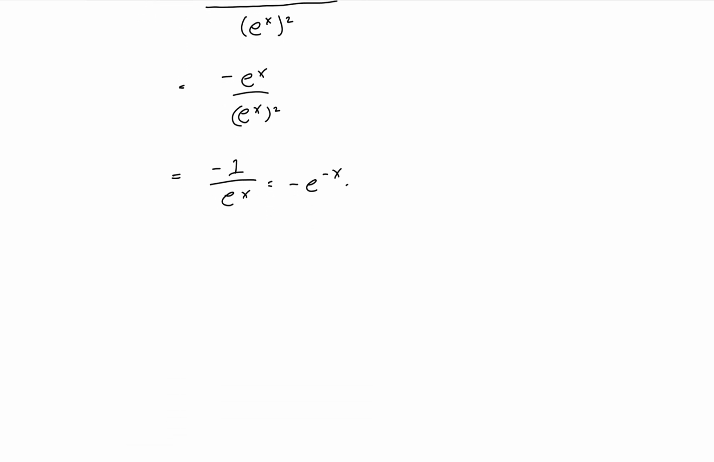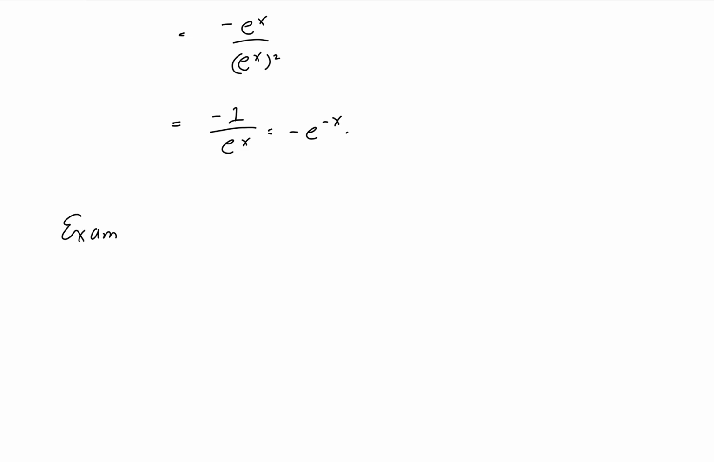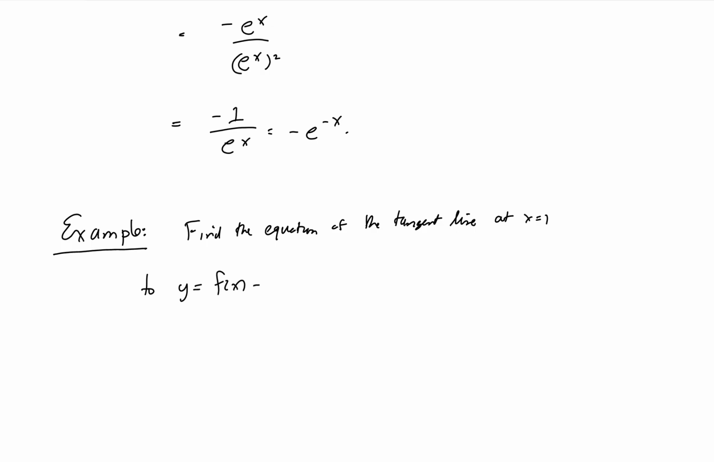Okay, let's do another one. Let's find the equation of the tangent line at x equals 1 to this function, f of x is equal to 3x squared over 5x squared plus 7x.